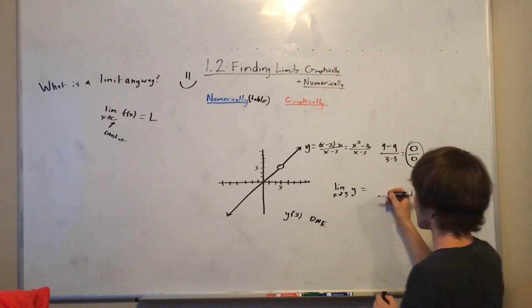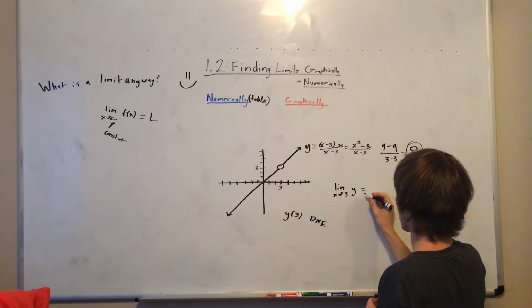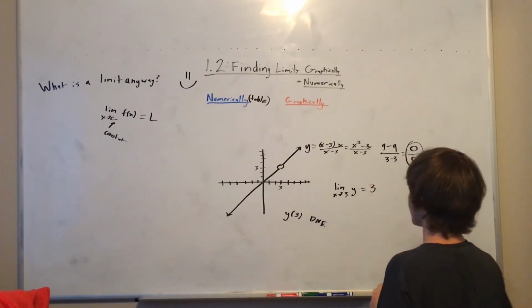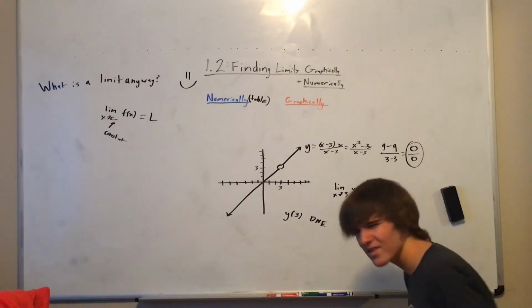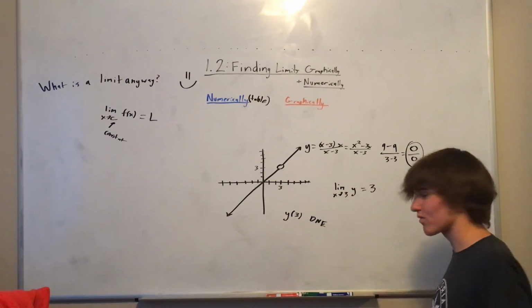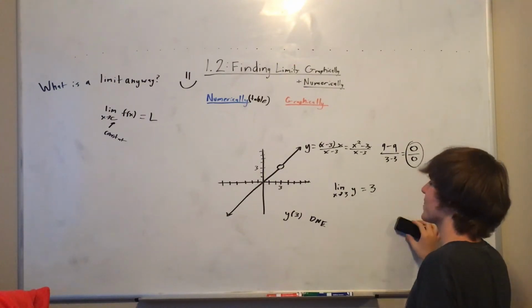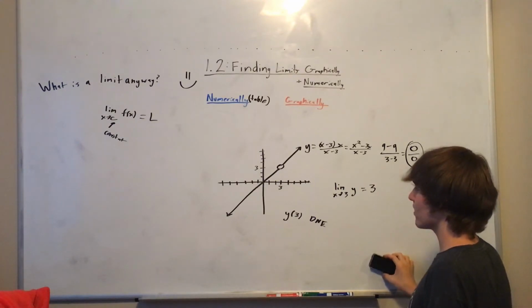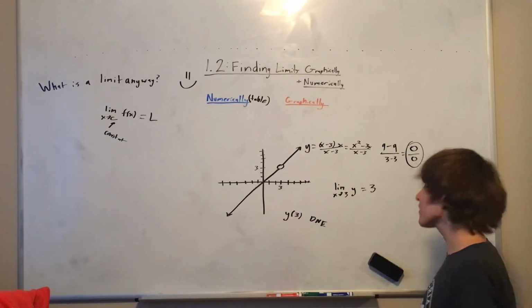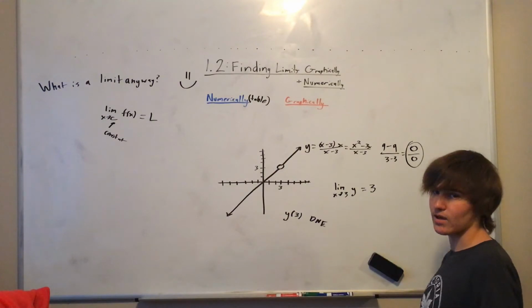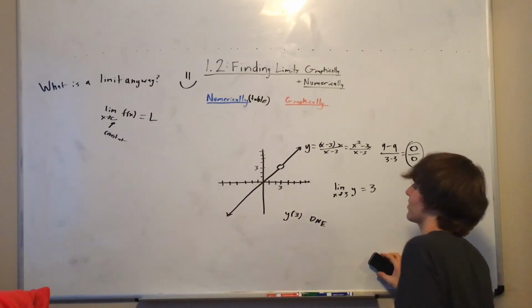So we can say that the limit as x goes to 3 of y is 0. Or why did I say 0 and write 3? I'm such a numbskull right now, but it's 3. That's one example of, like I said before, if there's a hole, there can still be a limit there anyway.